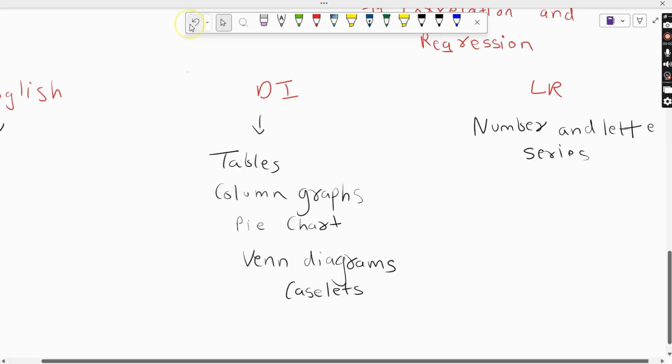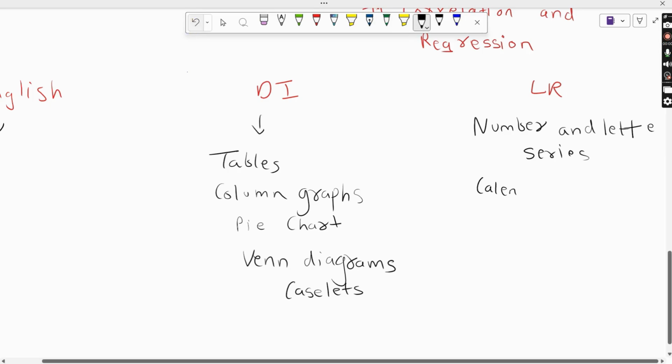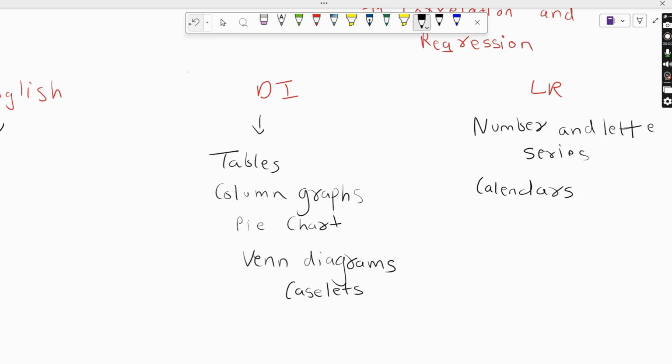The same can be used with letters as well. The other thing on the syllabus is calendars. With calendars we might be asked to predict the date, like we might be given a date from some 50 years back and asked what was the day at that time. These are all things we are going to learn in our journey.